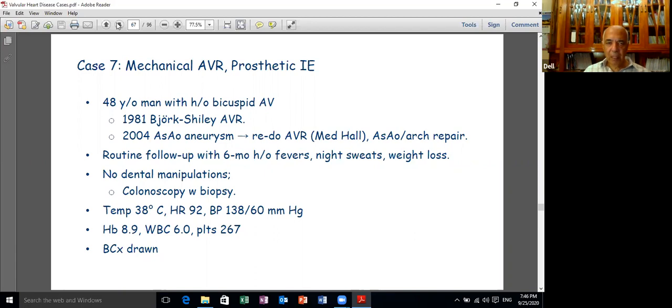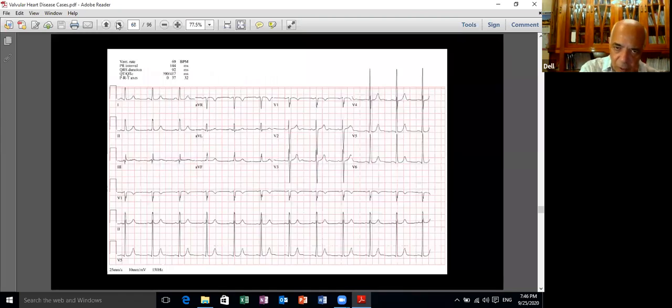Routine follow-up revealed that he has a 6 months history of fever, night sweats, weight loss. He had no dental manipulation, and he had no piercing of the gums of the mouth, and there is a colonoscopy with biopsy taken. He has temperature of 38, heart rate 92, blood pressure with slightly wide pulse pressure, and hemoglobin is low, white cell count is normal, and platelet count is normal, and the blood culture was withdrawn. This is the ECG. Of course, the story is very persuasive of infective endocarditis complicating the prosthetic material and the aortic root that involves the Medtronic valve.